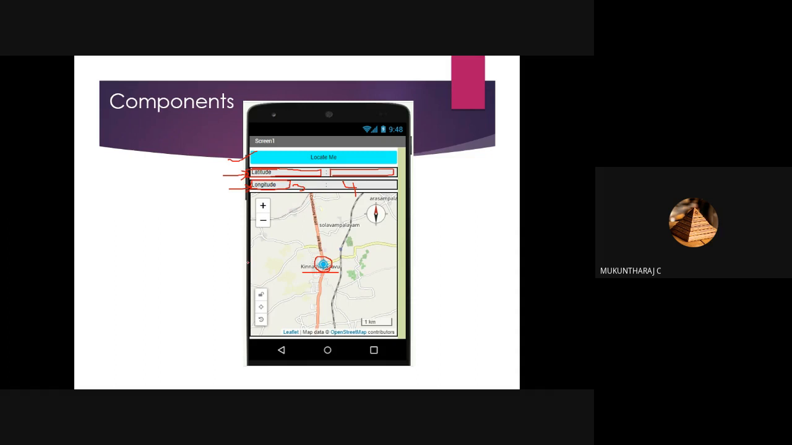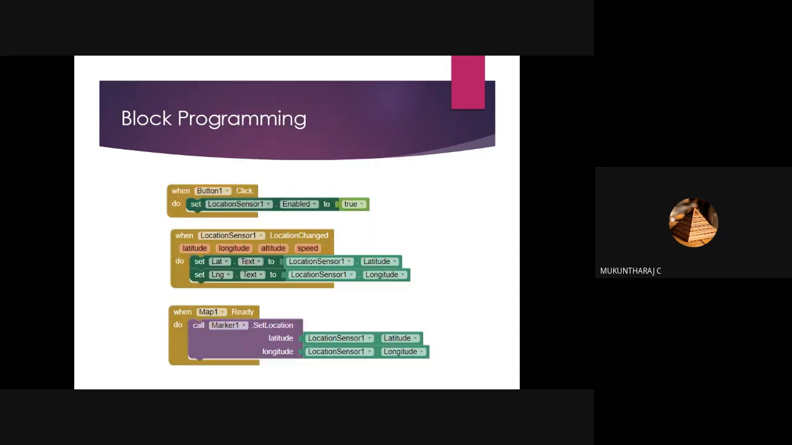Coming to the rule set, it is going to be somewhat bigger. I think we'll have two screens. No, only one screen. Fine, good. So you can see here: when button 1 clicks, location sensor enabled true. What I am trying to do is enable the location sensor when button 1 is clicked. This is what I have told you that I made in my app itself. When this button is clicked, your location sensor must be turned on.